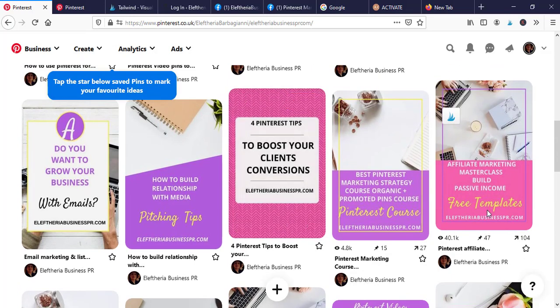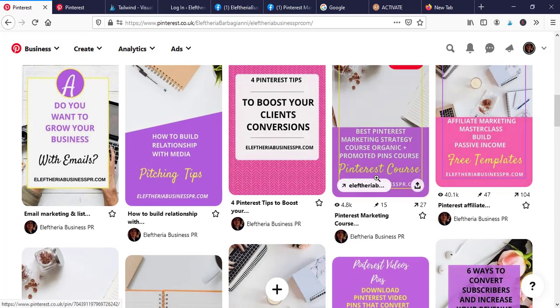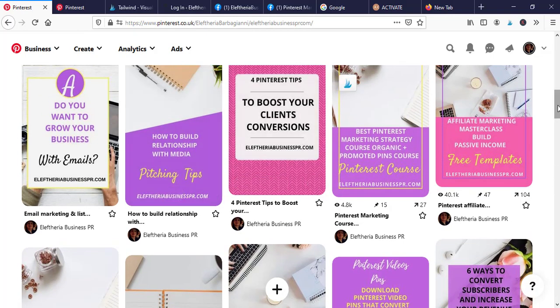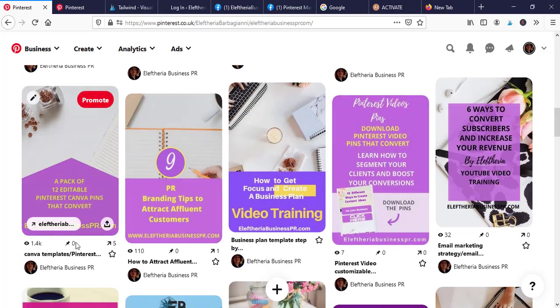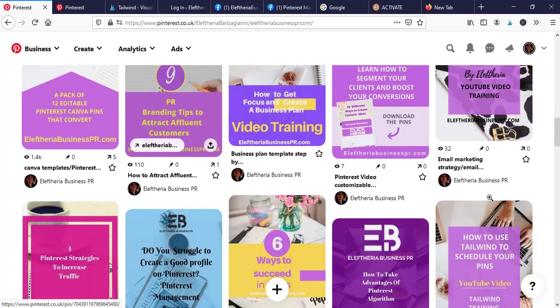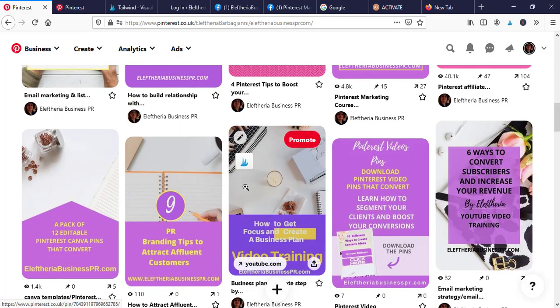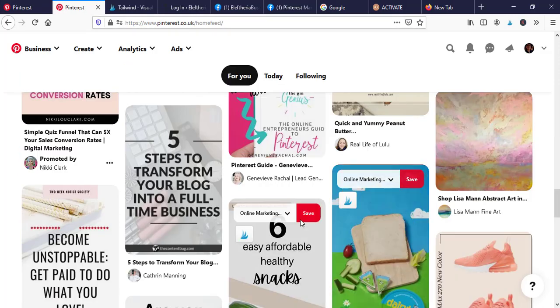This is one of the very successful pins, and this one is another one. This one is another one. They're getting a lot of attention in the past, from here. As you can see, this one also. I have 0 saves, but there are a lot of impressions and there are clicks also. So I'm testing the designs and everything as well. So you need to pay attention to this one. So when you're creating content, remember.